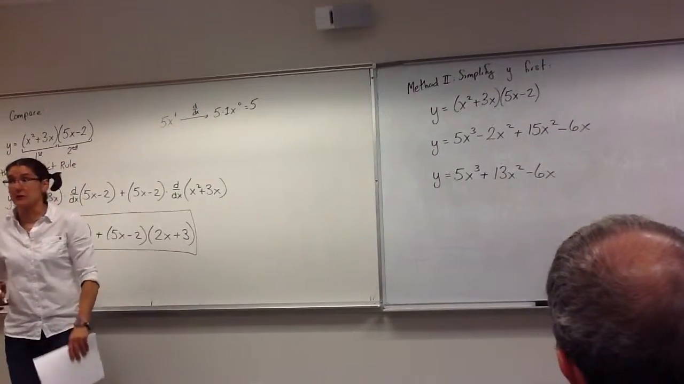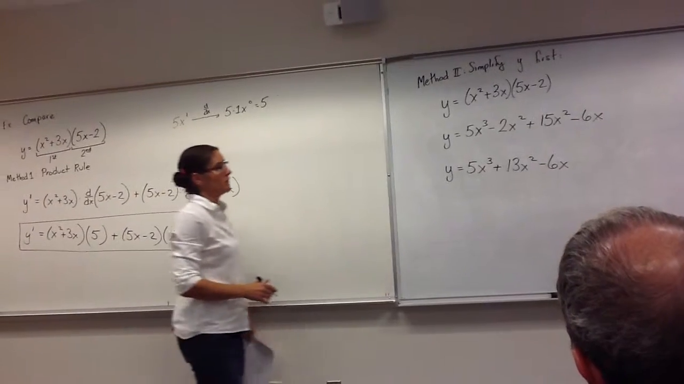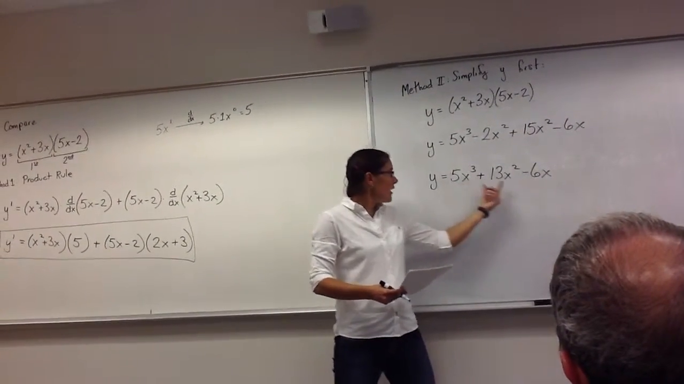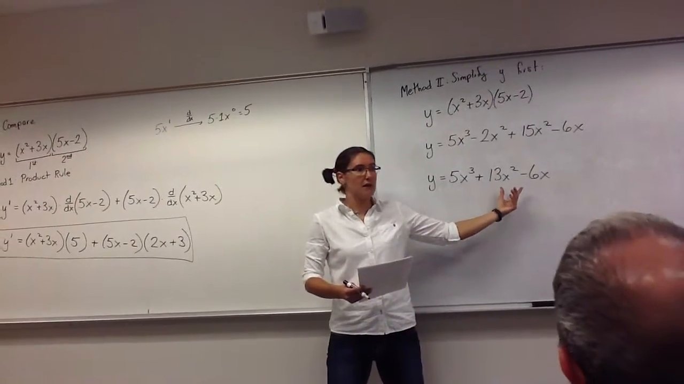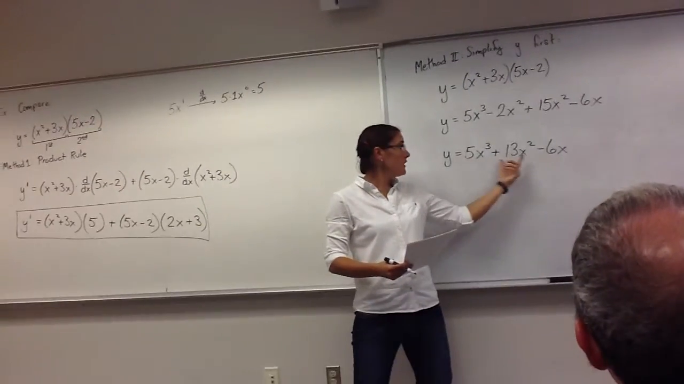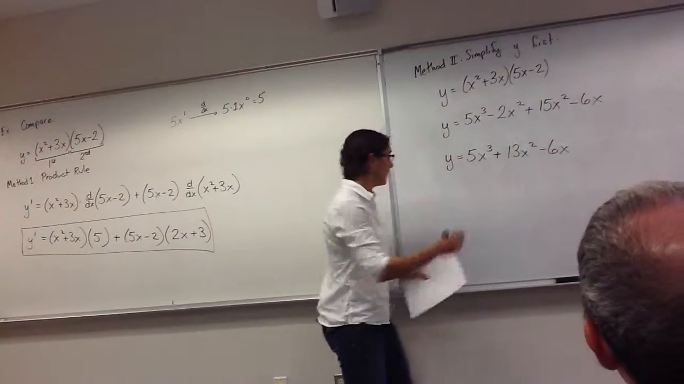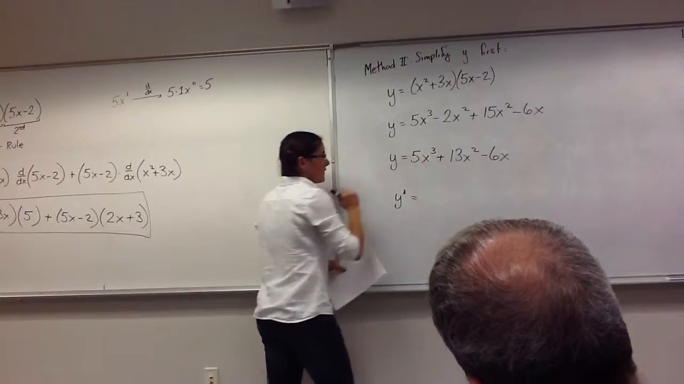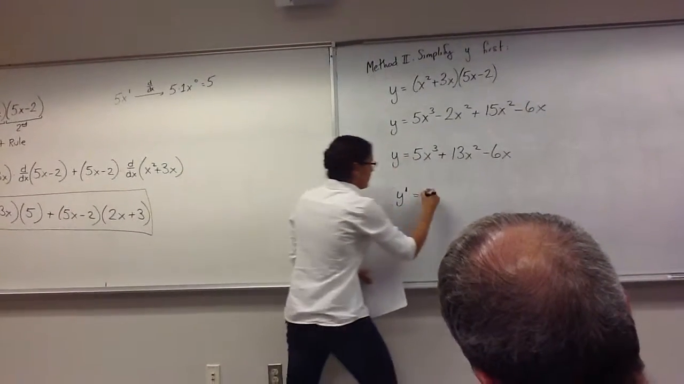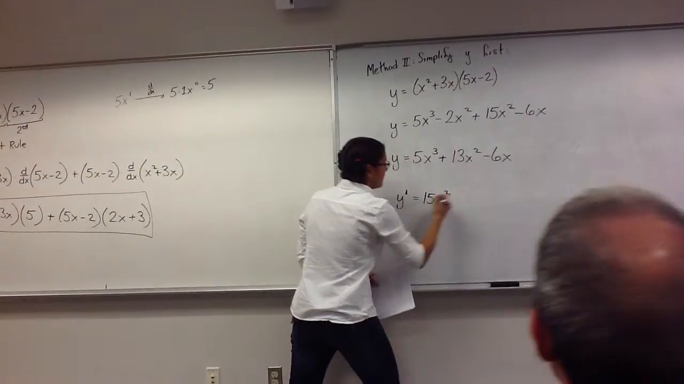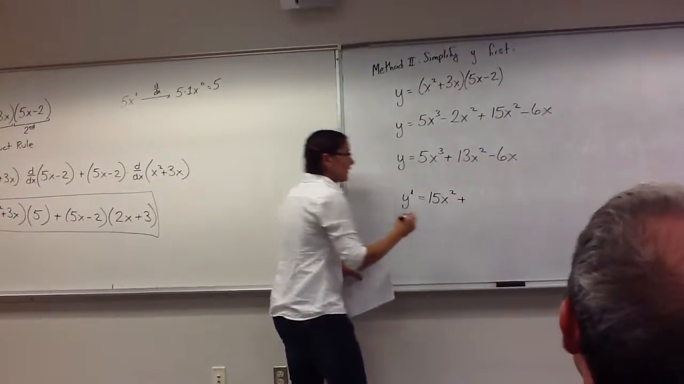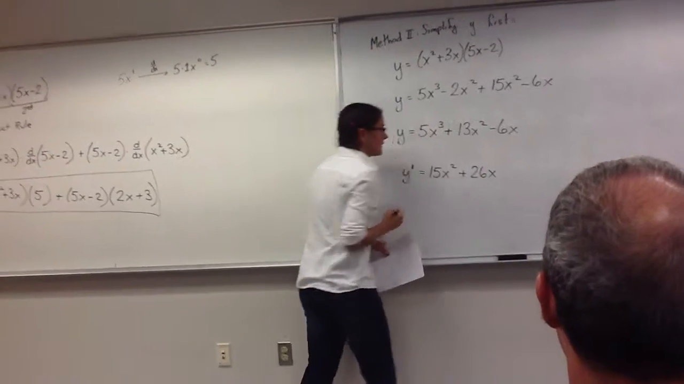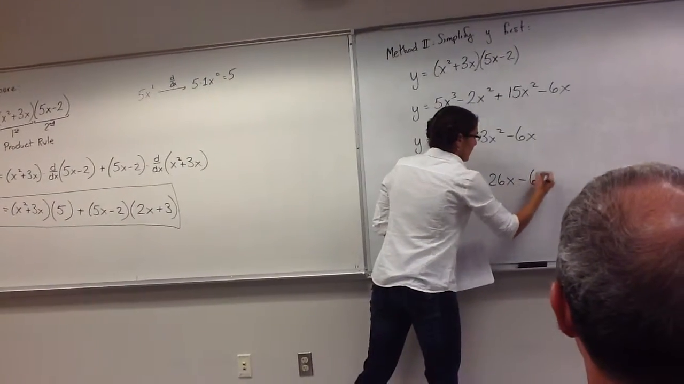All right, now I look at this function, and I say, oh, this is a nice friendly function. It's a bunch of small functions combined together with pluses and minuses, so I can take the derivative of each of these terms separately. So my derivative, y prime, I bring that 3 down in front, I can multiply it by the 5, that'll give me 15x squared, plus, bring that 2 down, 2 times 13 is 26, x to the first, minus 6.